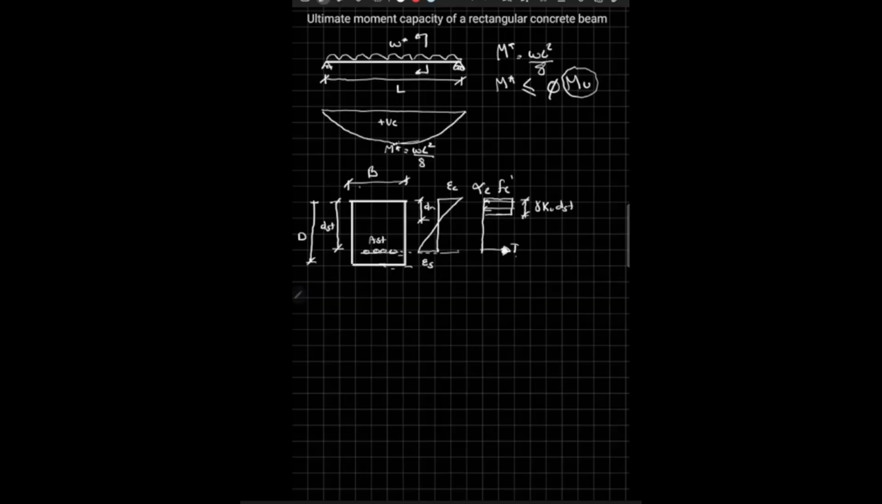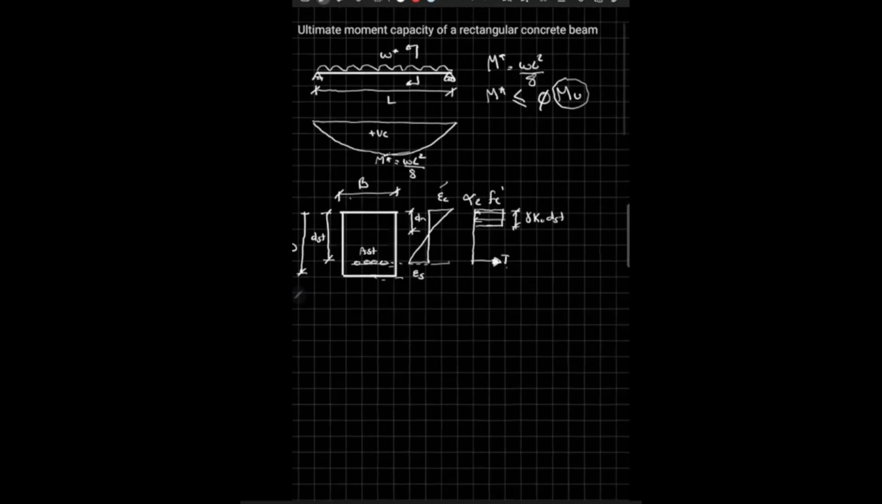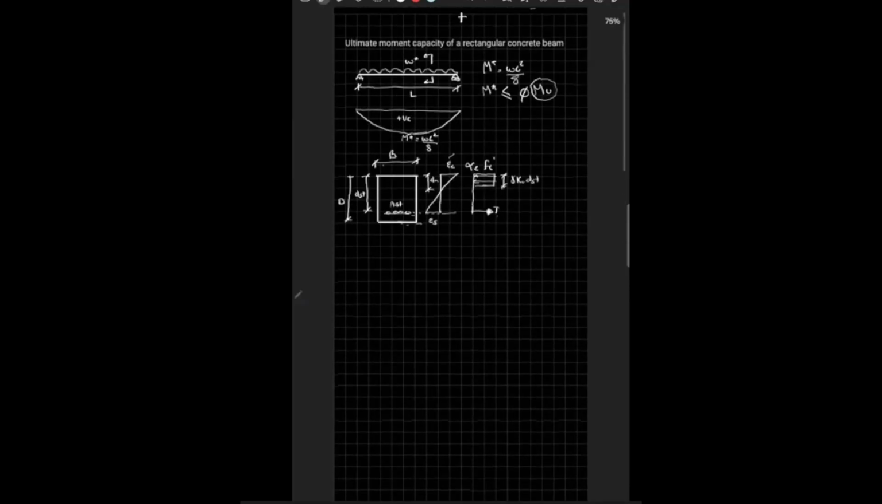We have a strain diagram with the maximum strain at the top of the concrete, and that's given to us depending on which code we are using. I'm using the Australian code, and that is 0.003, which is 0.3%. The tensile stress is at the steel level, not at the concrete level, because concrete doesn't take tension. All tensile force is developed in the steel.